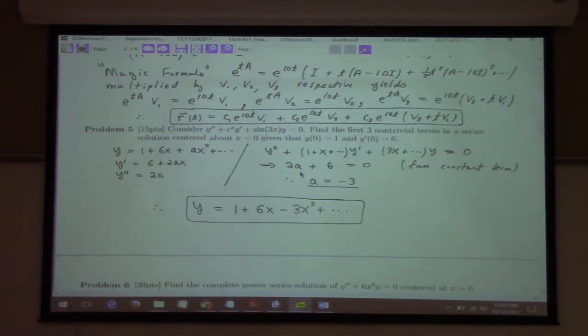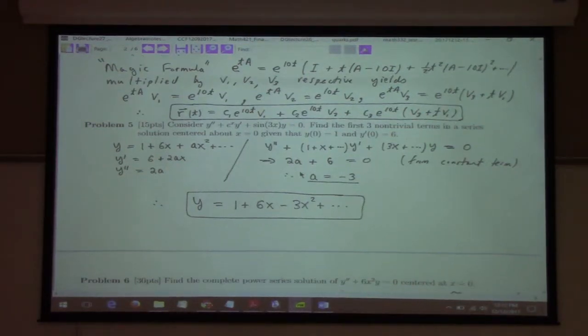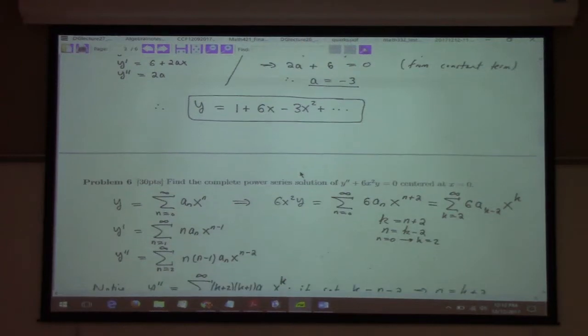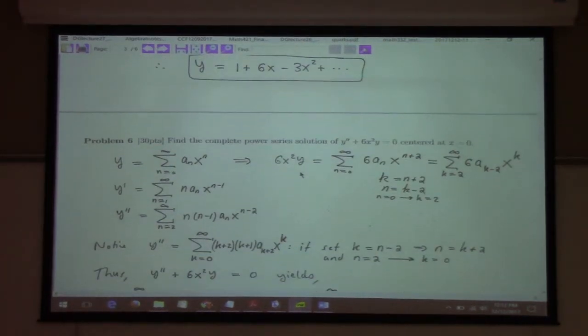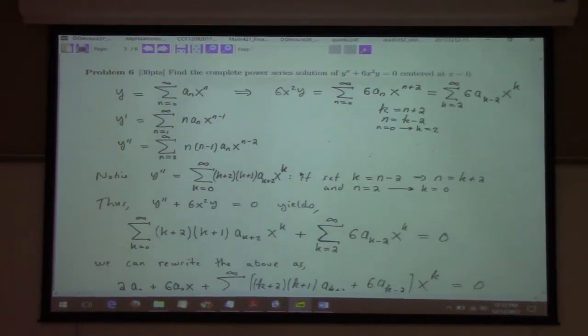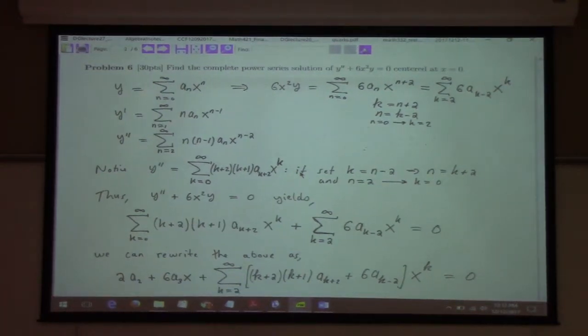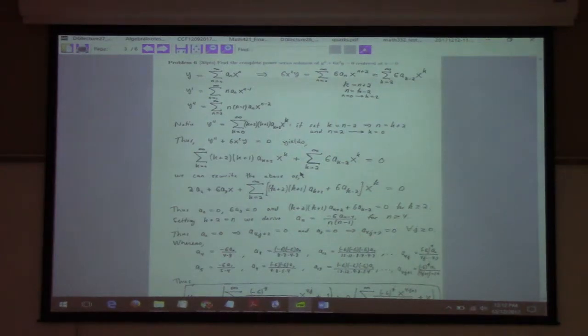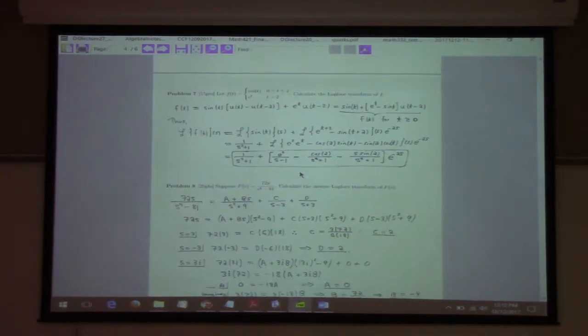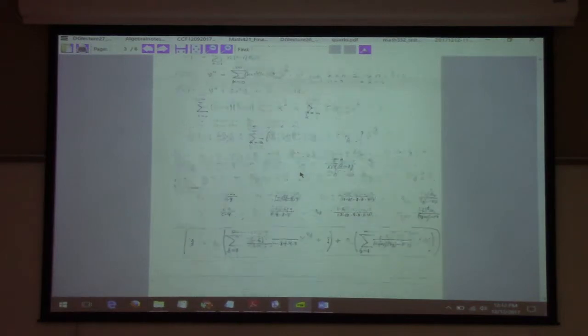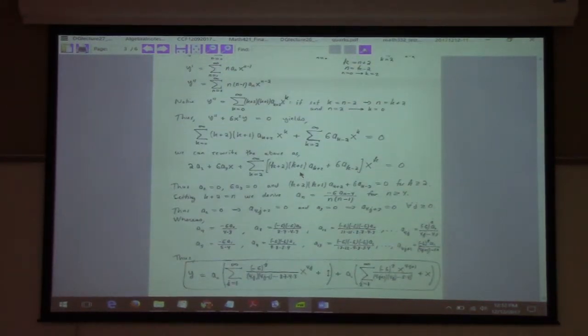Some of you worked much harder to derive this. And then there's this problem, which many of you made some progress on, but few of you actually got to the end of it. Finding the pattern part is always the hardest. That's the last 30% of the credit, something like that here.